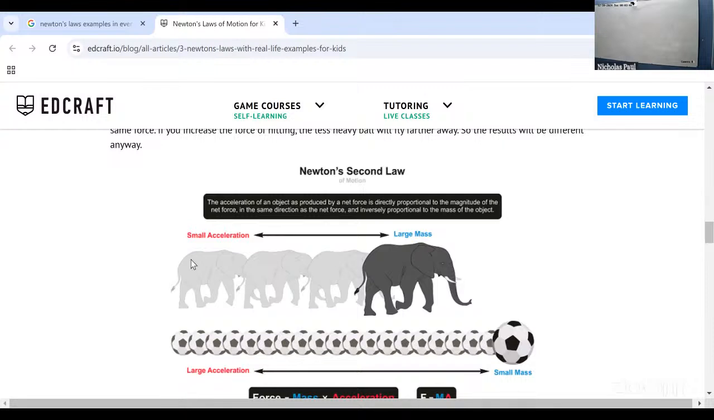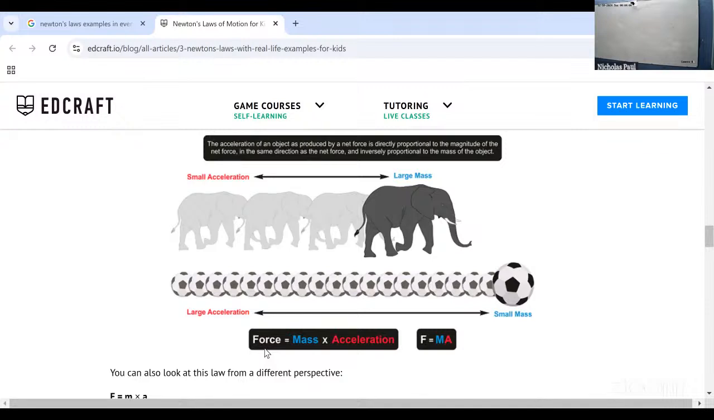Here we have an example of Newton's second law. You're seeing small acceleration, large mass, and here you have large acceleration, small mass. What we're trying to show here: remember, force is equal to what? Force is equal to mass multiplied by acceleration. So what it's saying is that these two objects have the same net force acting on them. A large mass, the elephant, with a very small acceleration can give you the same force as a small mass with a large acceleration.